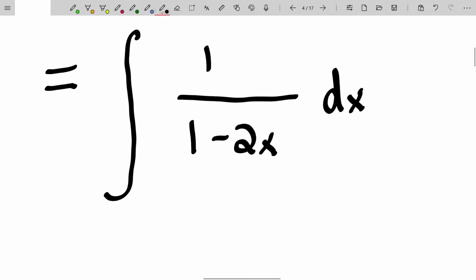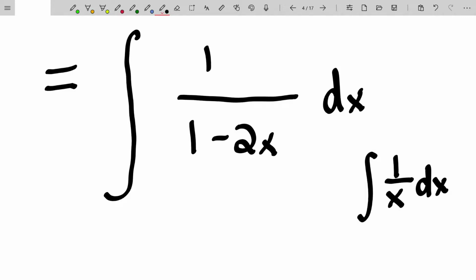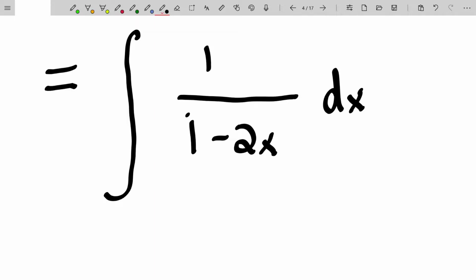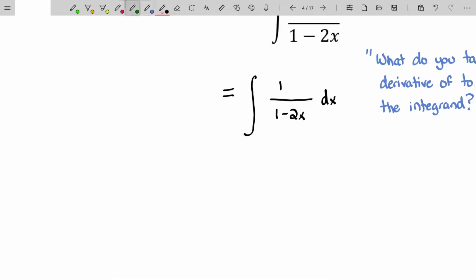Oops, I meant to write, if it was just an antiderivative of 1 over x, I could totally do that. So I would love to replace this picture right here with not x because it's being used, but a different letter, which I will call u. Let me fix that. So I'll go ahead and say here, let u equal 1 minus 2x. So that denominator, I'm just going to replace with u.